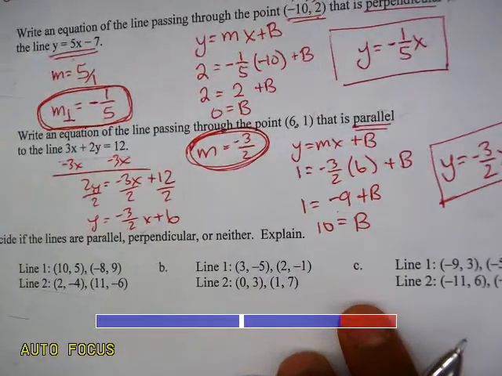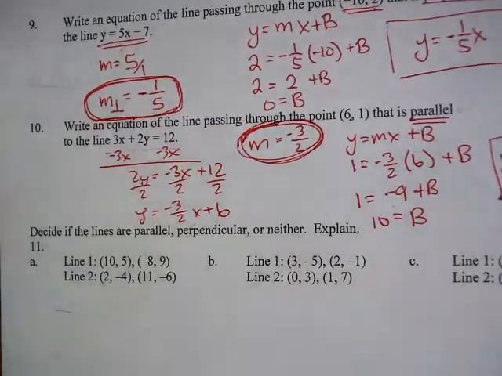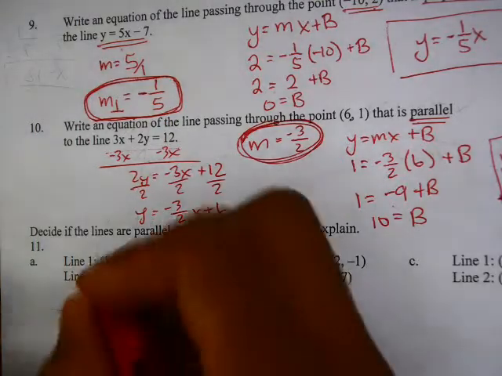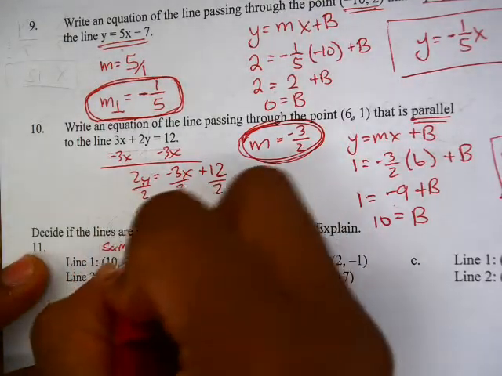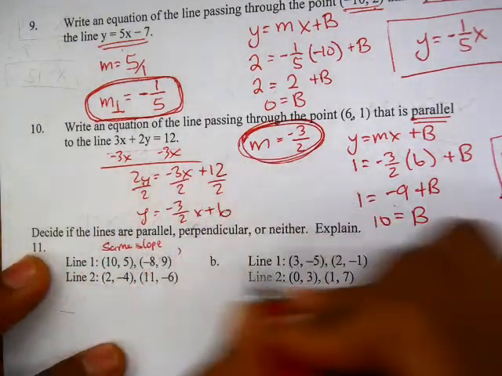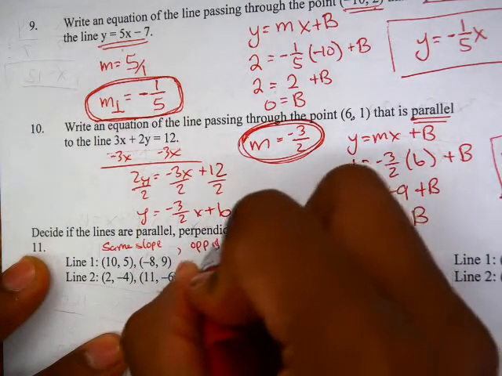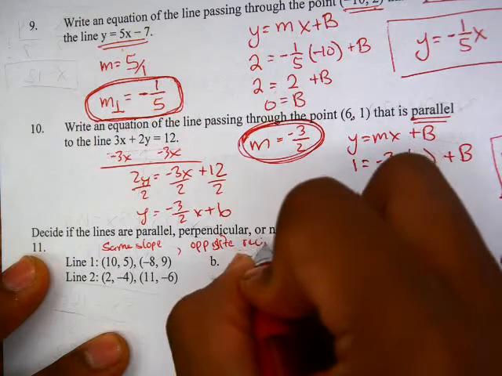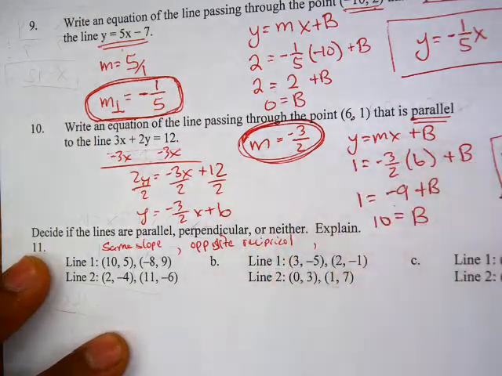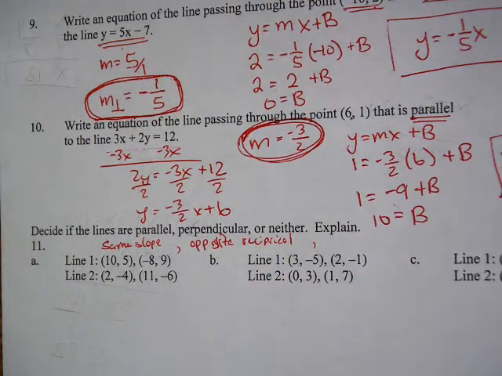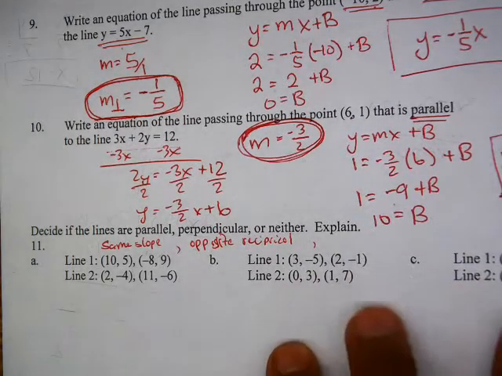Number 11, I need to decide if these lines are parallel, perpendicular, or neither. We've already discussed that parallel lines have the same slope. Perpendicular lines have opposite reciprocals. And neither, if lines are neither, they're just intersecting, coinciding, and just whatever. It doesn't have the opposite reciprocal part.